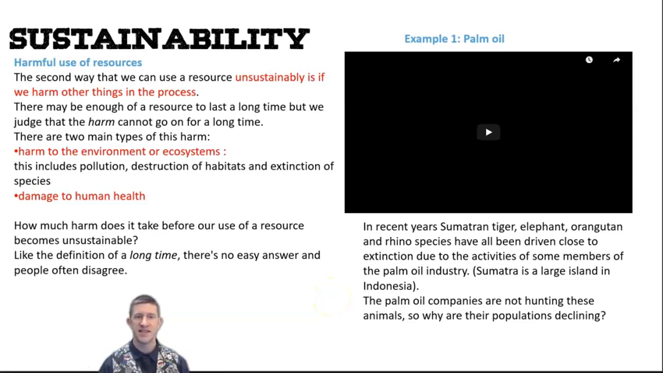In recent years, the Sumatran tiger, the elephant, the orangutan, and rhino species have all been driven really close to extinction. And this is all due to activities of members of the palm oil industry. Sumatra is a large island in Indonesia too, in case you didn't know. Have a look up on Google Maps. The palm oil company is not hunting these animals though. So why are their populations declining?